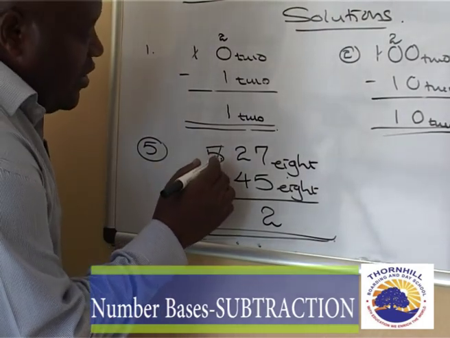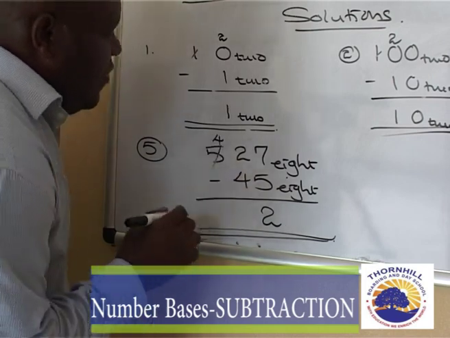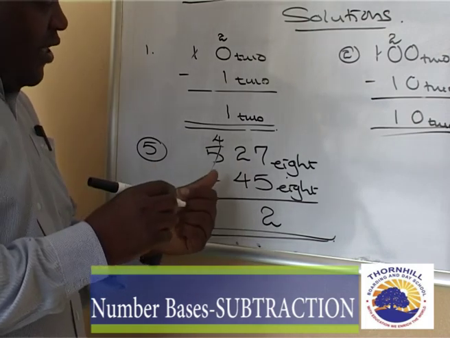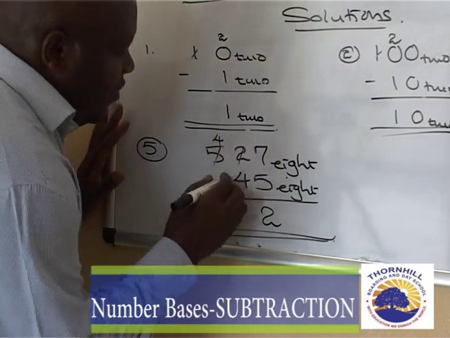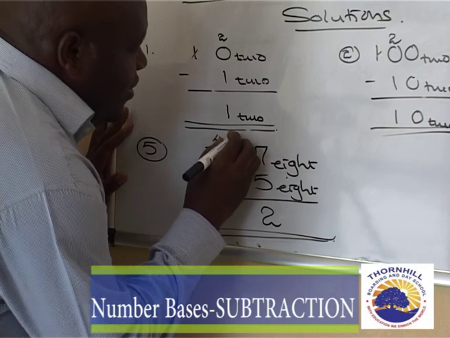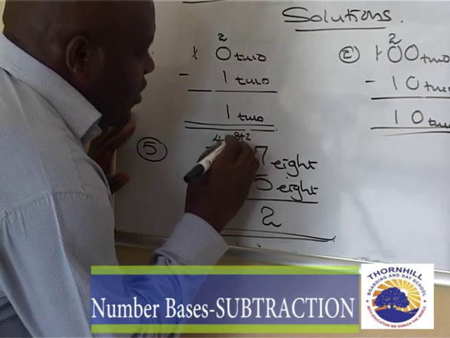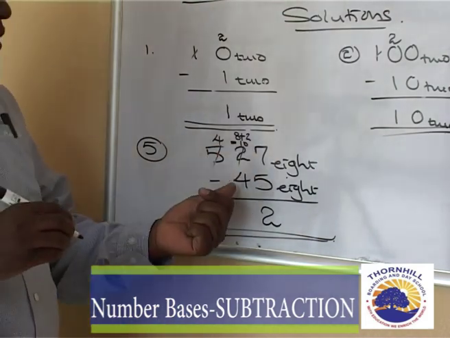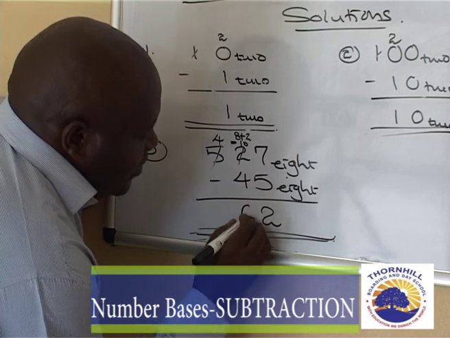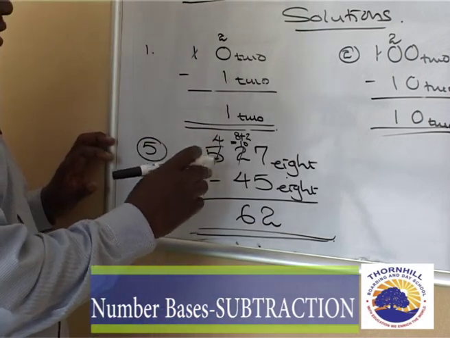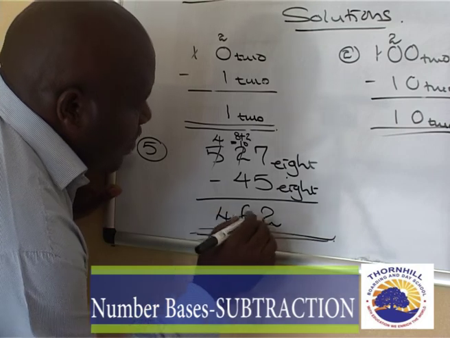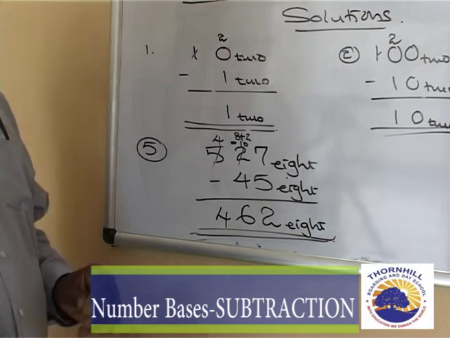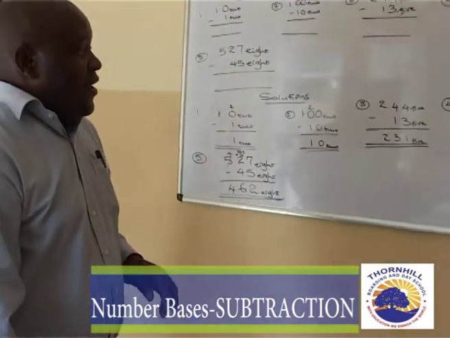This one we are getting is an 8. So here we remain with a 4. Then this 8, we add it to the 2, which failed to give something to take 4 from. So here we no longer have this 2, we have 8 plus 2, which gives you a 10. And then you can now subtract 10 take away 4, gives you a 6. And then 4 take away nothing gives you a 4. And therefore, the answer here is 462 base 8.